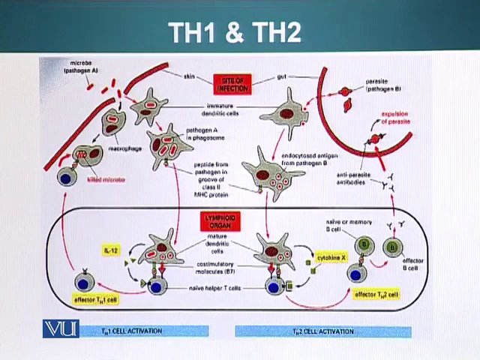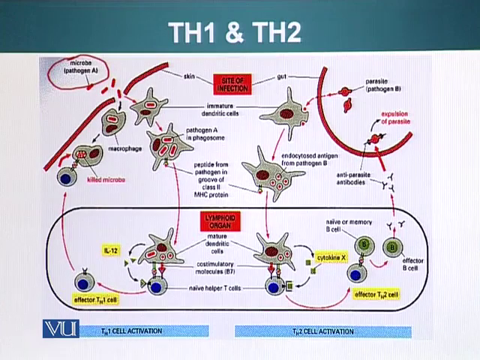So you will notice that there are two sites of infection. One is caused by microbe pathogen A right here, and the other is caused by parasitic pathogen B right here. Just to distinguish, let's say this pathogen A has broken in through the skin and pathogen B is present in the gut.